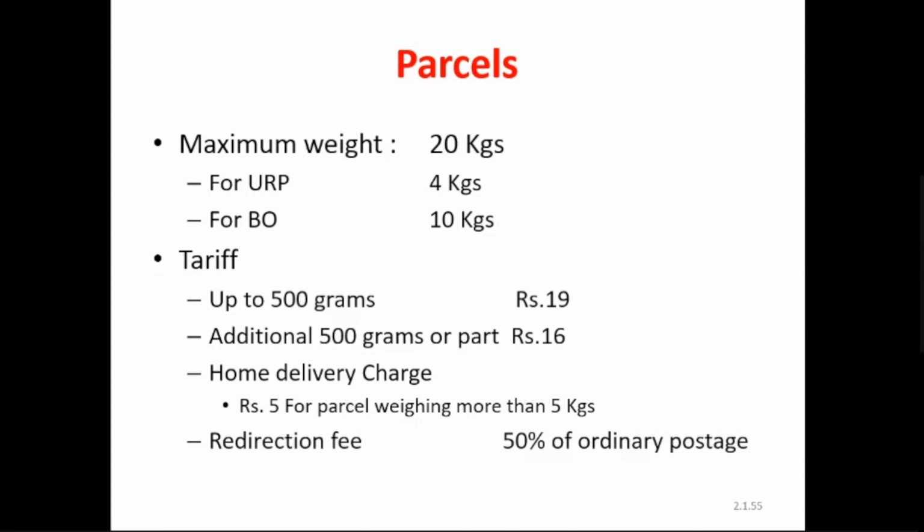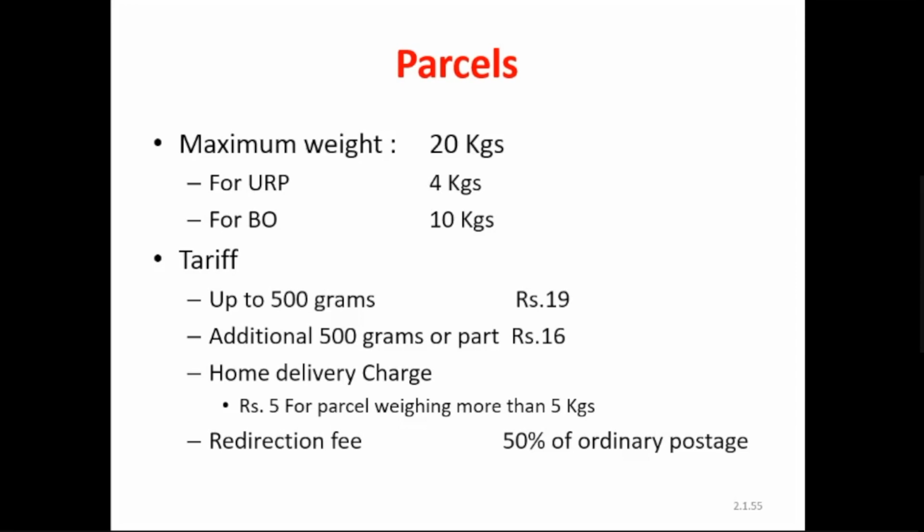And what about the tariff? The tariff of a parcel up to 500 grams is rupees 19, and for every additional 500 grams, it is rupees 16. So first 500 grams it is 19. For every additional 500 grams and part thereof, it is rupees 16. And there is an extra home delivery charge of rupees 5 for each and every parcel weighing more than 5 kg. So whenever the parcel is more than 5 kg, there will be an extra 5 rupees as a home delivery charge in that case.